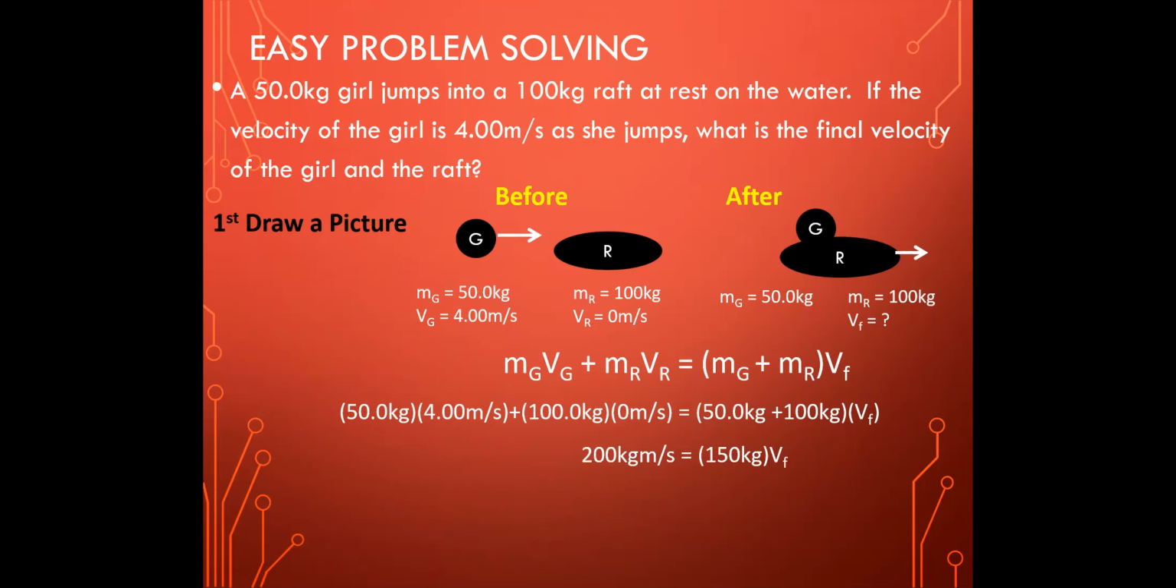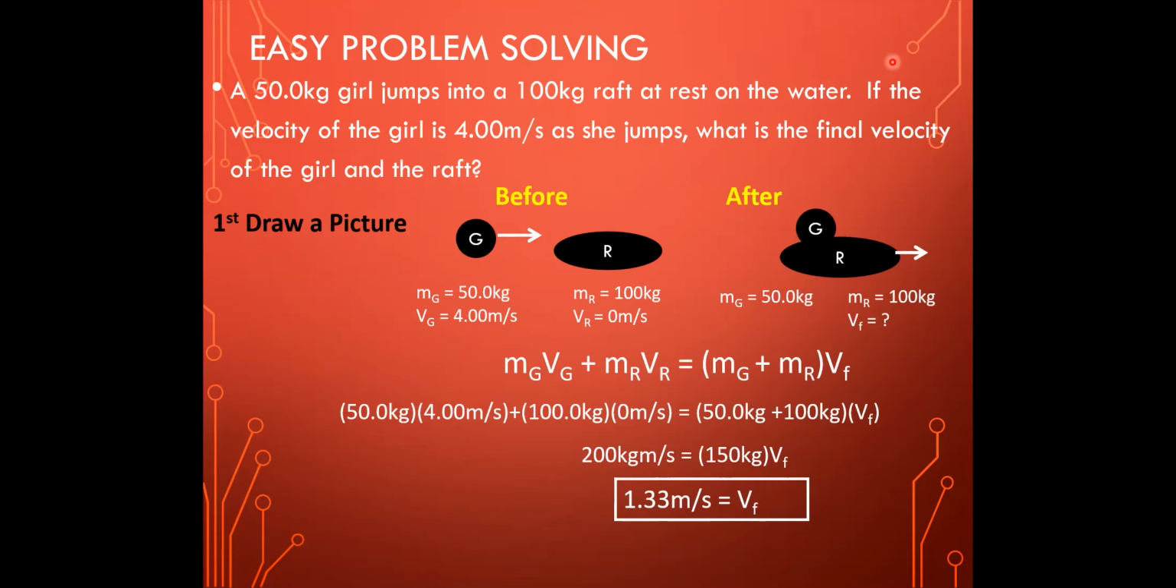After, you see here 200 plus 0, 200 equals 150 times the final velocity. You will find that the final velocity for both the girl and the raft, where they are moving, is 1.33 meters per second. Look, the girl was jumping with 4, and the second one is at rest. But since the girl is colliding with the raft, they move.